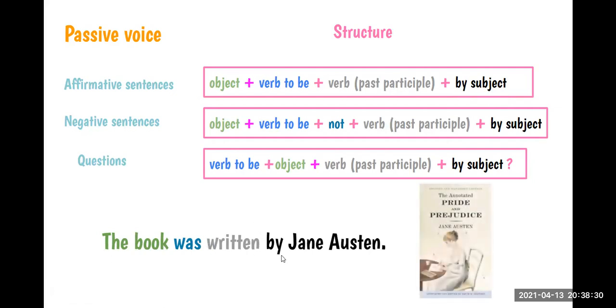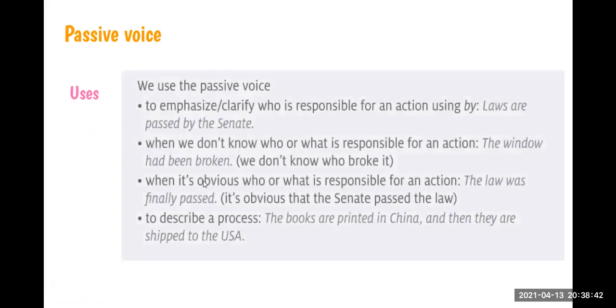Okay, so these are the three tenses that we are going to check today to talk about the past participle verbs. When do we use the passive voice? We use the passive voice to emphasize or clarify who is responsible for the action by using by. Okay, for example, laws are passed by the Senate.